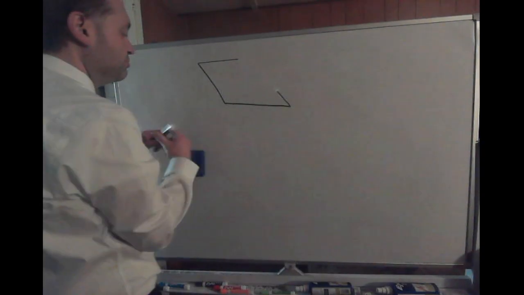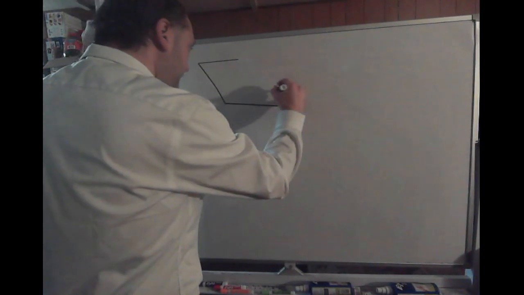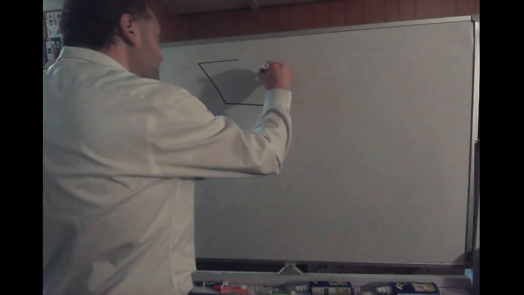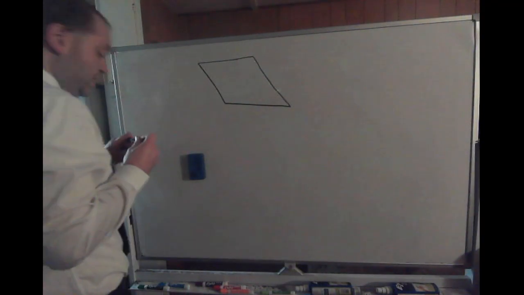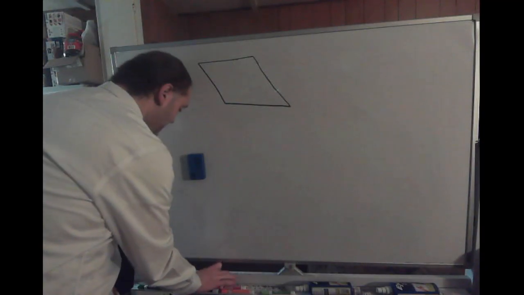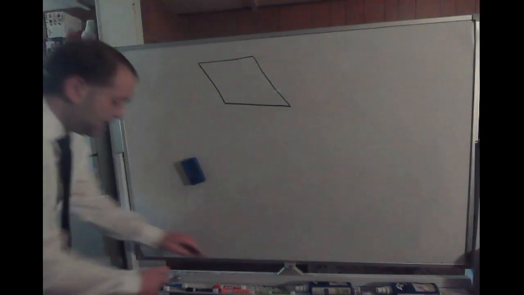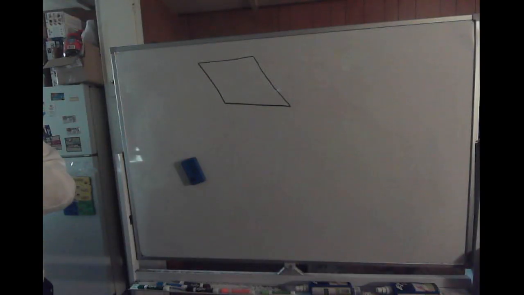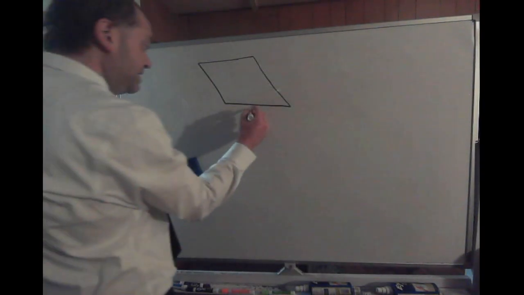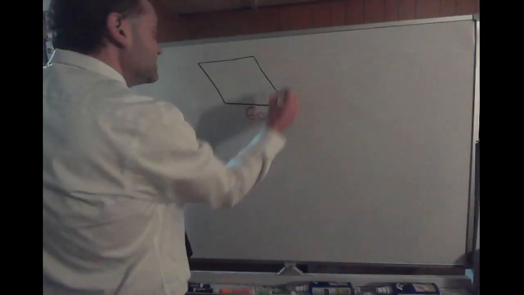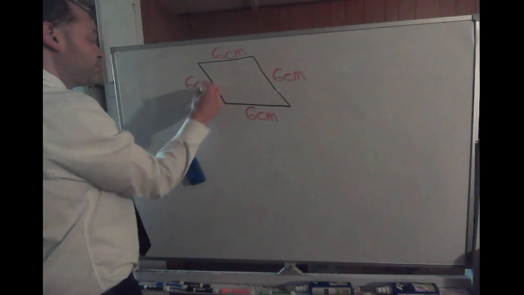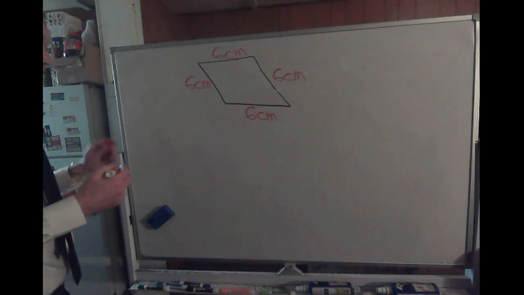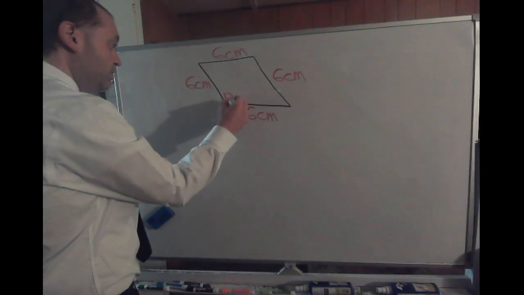Let's extend that a little bit here. All right. So they give us here, in this particular case, that this rhombus has side lengths of 6 centimeters, so we actually have units this time. This rhombus has side lengths of 6 centimeters. What do they give us also? They give us that you have a 120-degree angle.